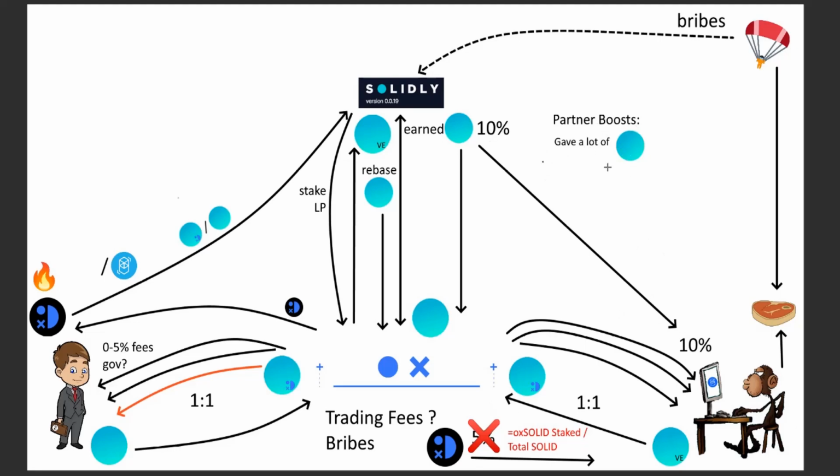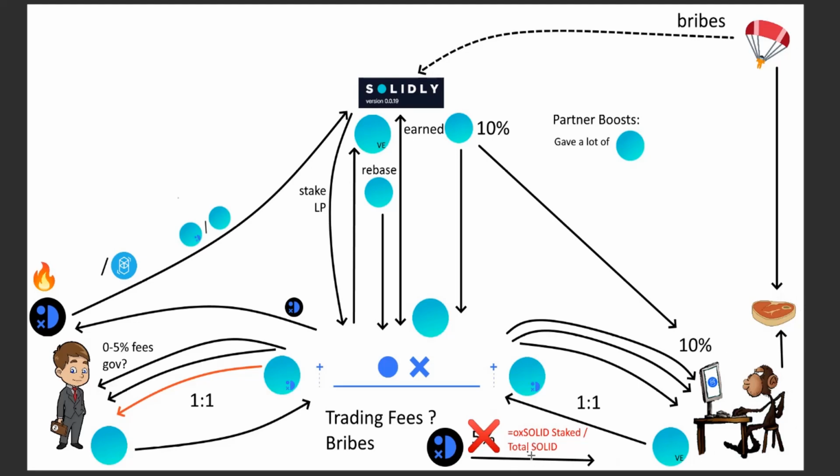And then, if you're a partner, you get 10% share, your share of the 10% of all the solid that is earned. So all of these LPs, staked LPs, this solid, you'll get 10% of that paid in solid, okay? Then you can do with the solid as you please. You can lock it for more oxSolid, okay? And then you can also get a boost on the rewards that you would get from staking.